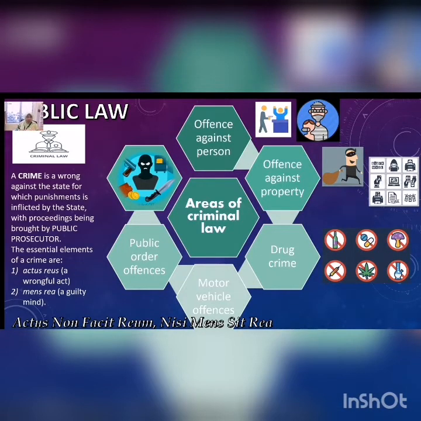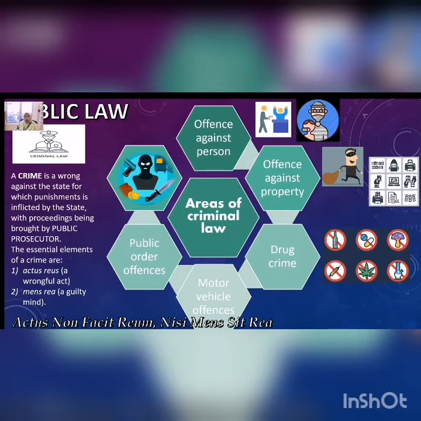We go on to the areas of criminal law. So according to the Penal Code, there are five areas of criminal law. It may be offence against person. The offence is made against you, a person. So it may be rape, murder, grievous hurt, kidnapping. For offence against property, when people take your property, for example, robbery, gang robbery, blackmailing, and drug crime, motor vehicle offences, and public order offences.